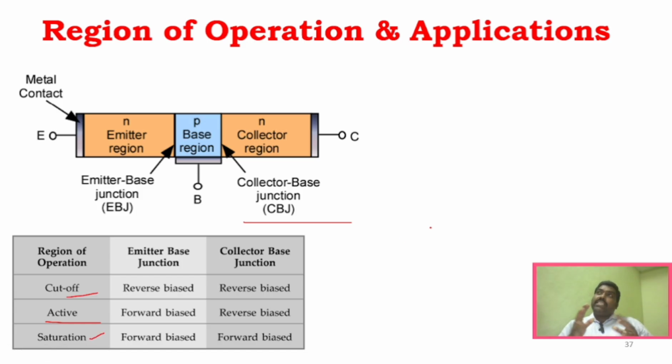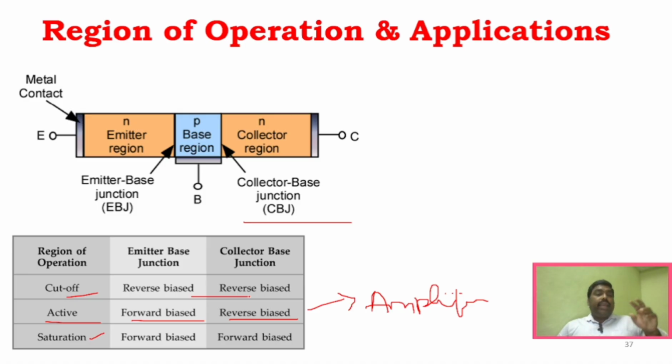You know what biasing of a transistor is now, and the active region is where the transistor works as an amplifier. This means the emitter base junction has to be forward biased and the collector base junction has to be reverse biased. This is the normal biasing condition of a transistor. If both the junctions are reverse biased, then the transistor will be turned off. It is called the cutoff region, where the transistor is turned off.